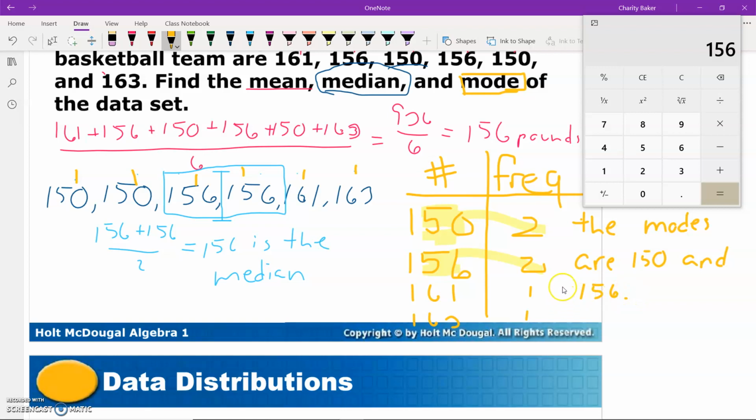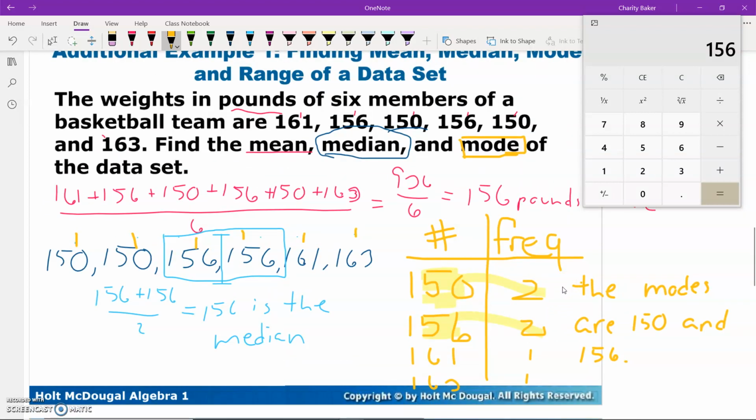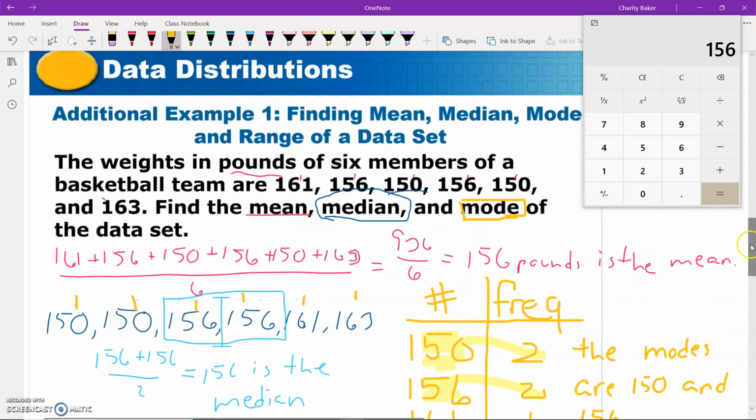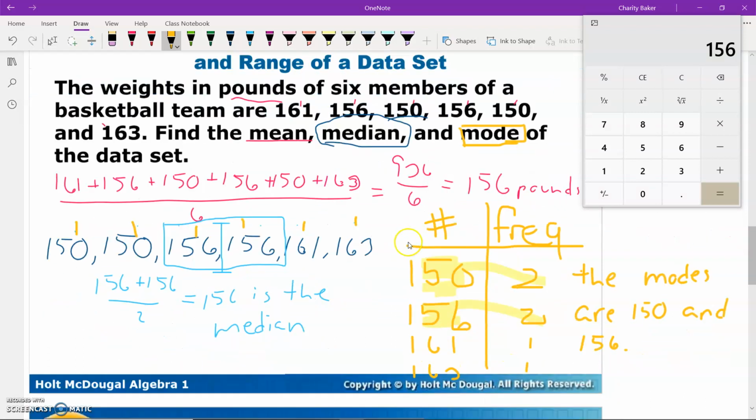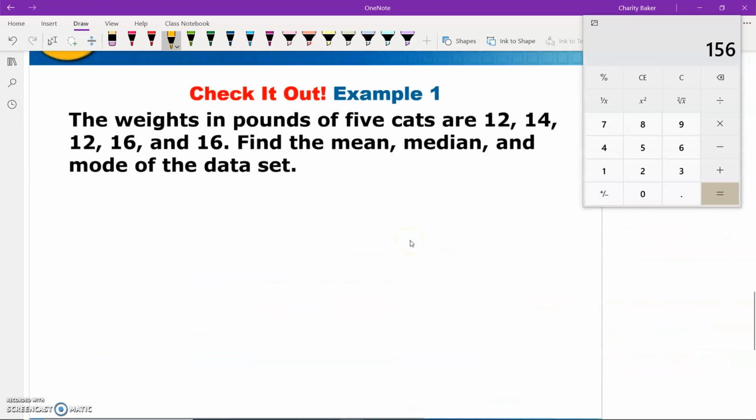So that's how you do mean, median, and mode. I want you to try this problem, and you can check out the answer in the next video. Good luck.